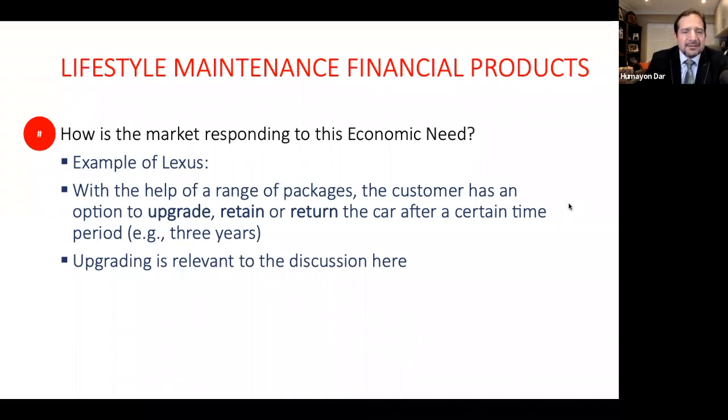The customer has an option to upgrade, retain, or return the car after a certain time period. Normally it's 3 years, but it could go up to 5 years. So upgrading is relevant to the discussion here. Whenever I go to Lexus or any other car dealer, they would offer me a package which would allow me to retain the car after 3 years, or return it, i.e., sell it back, or upgrade it to a new model. Upgrading in this context is relevant to our discussion.